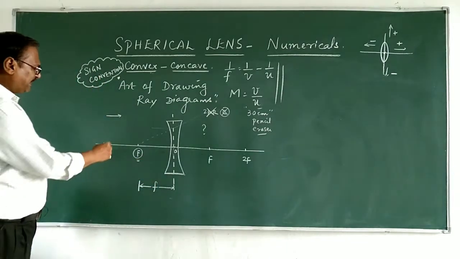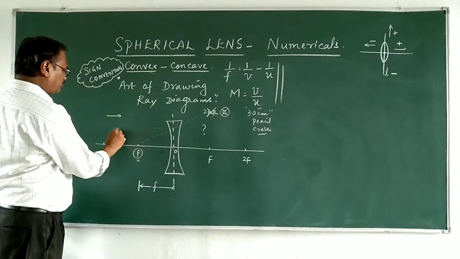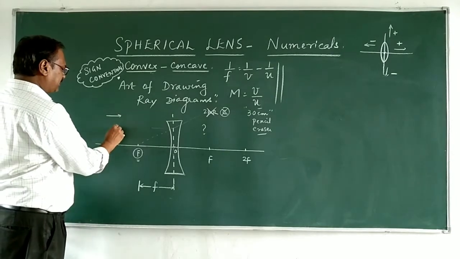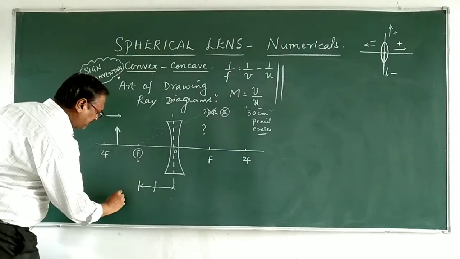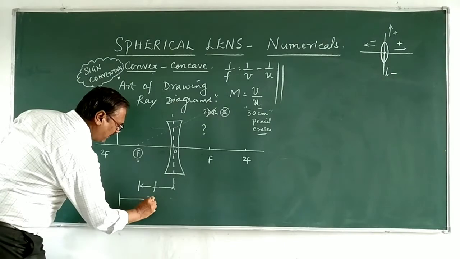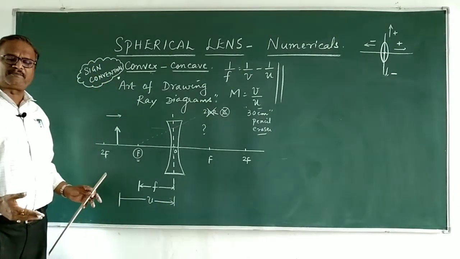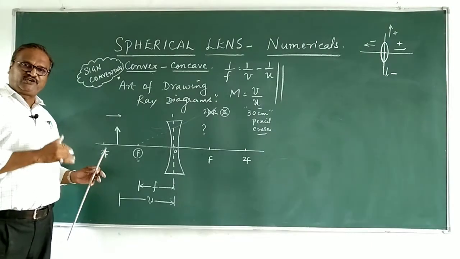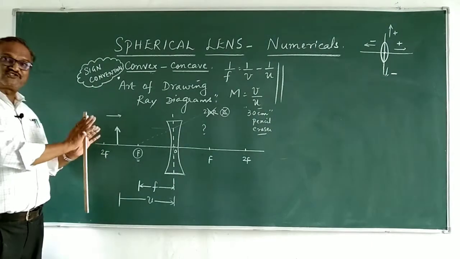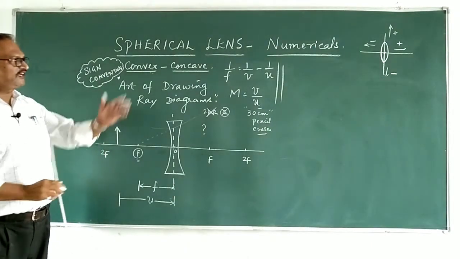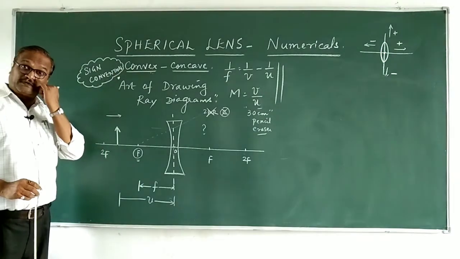Let us say I keep the object somewhere at this point. I keep the object here, and this is the object distance u. Now we don't know where the image will form, but theoretically we know where the image is formed. Let us not worry about it. Let us find out mathematically where it will come.